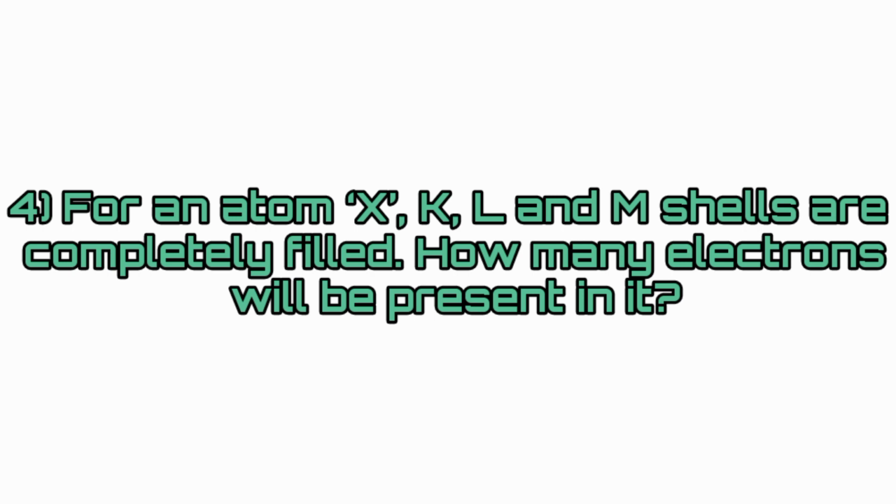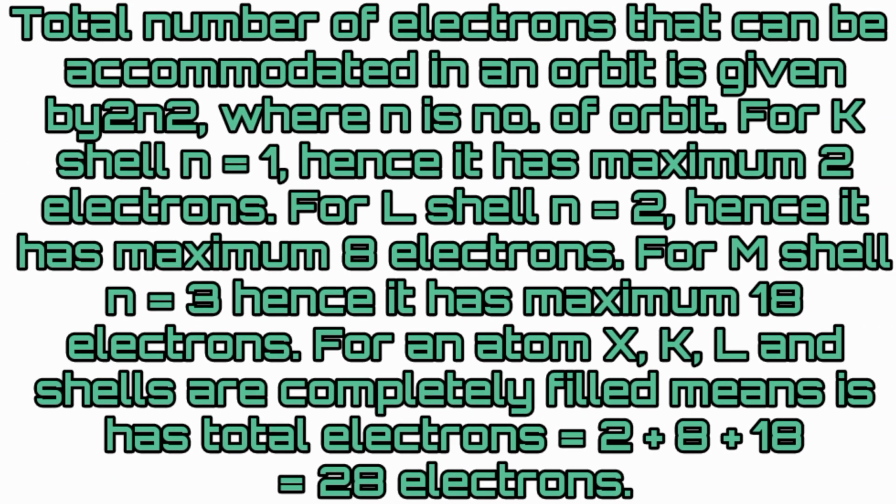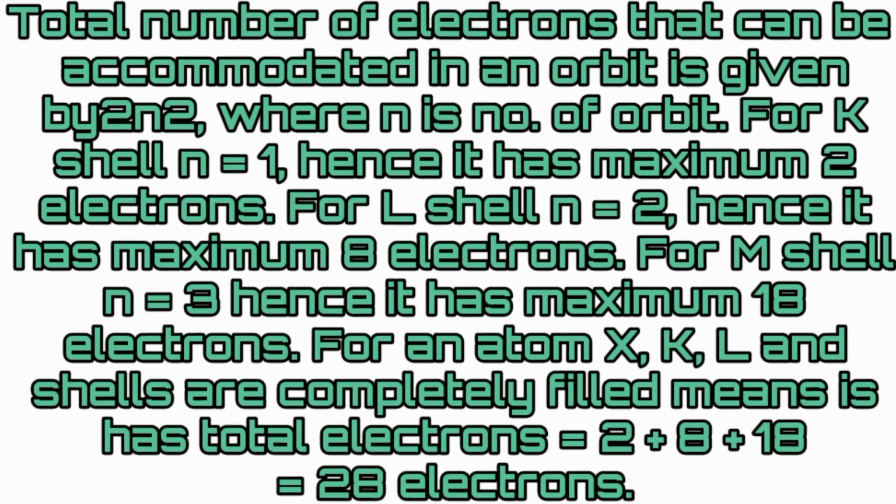Fourth question. For an atom X, K, L and M cells are completely filled. How many electrons will be present in it? Answer. The total number of electrons that can be accommodated in an orbit is given by 2n2, where n is the number of the orbit. For the K cell, n is equal to 1, hence it has a maximum of 2 electrons. For the L cell, n is equal to 2, hence it has a maximum of 8 electrons. For the M cell, n is equal to 3, hence it has a maximum of 18 electrons. For an atom X, K, L and M cells completely filled means it has total electrons equal to 2 plus 8 plus 18, which is 28 electrons.